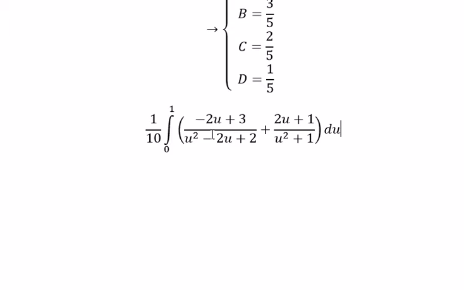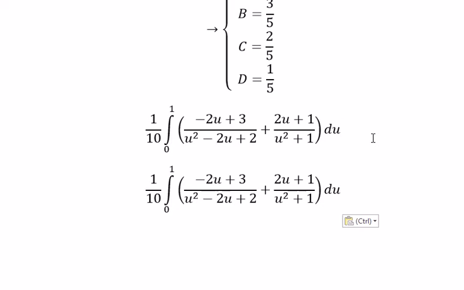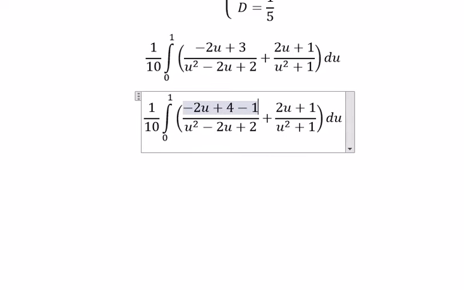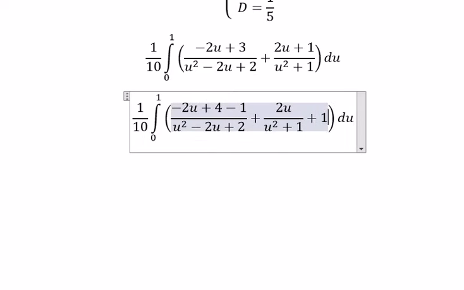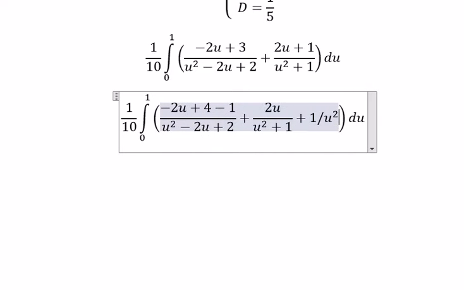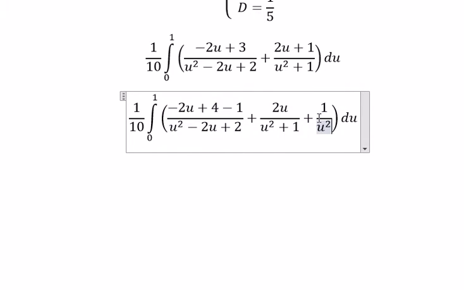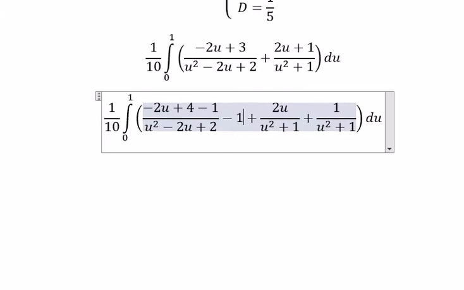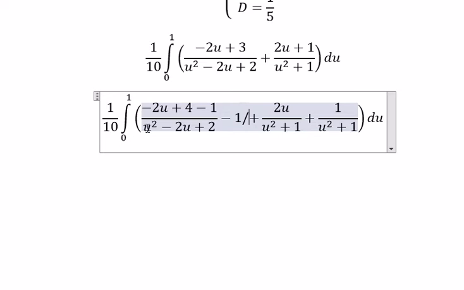So now about this fraction in here, we can put number 4 minus number 1. This one we can divide into 2u over u squared plus 1 and 1 over u squared plus 1. This one we can put negative number 1 over this one.